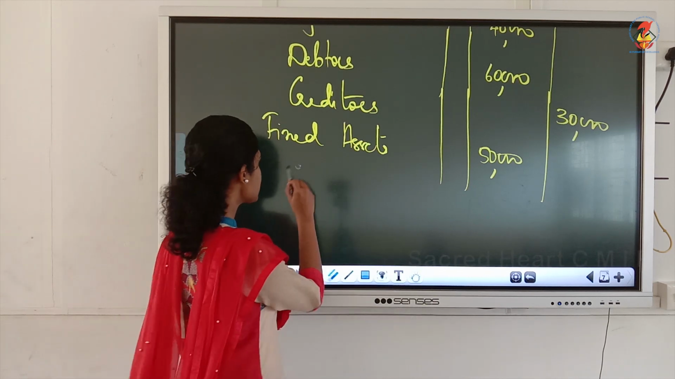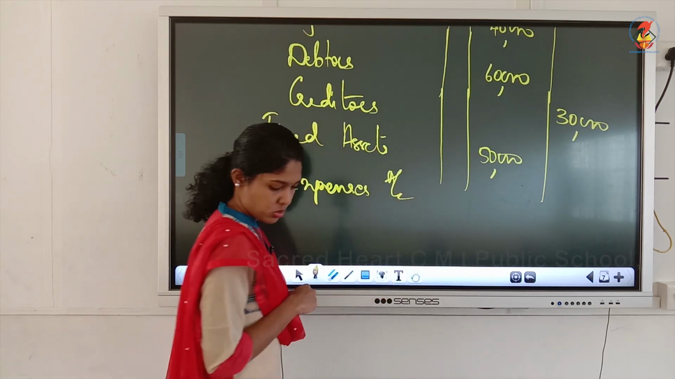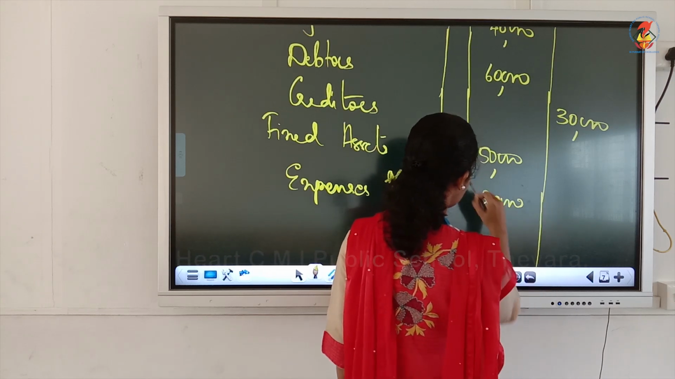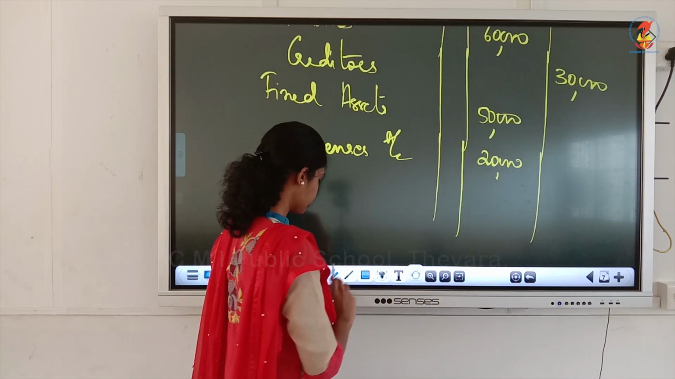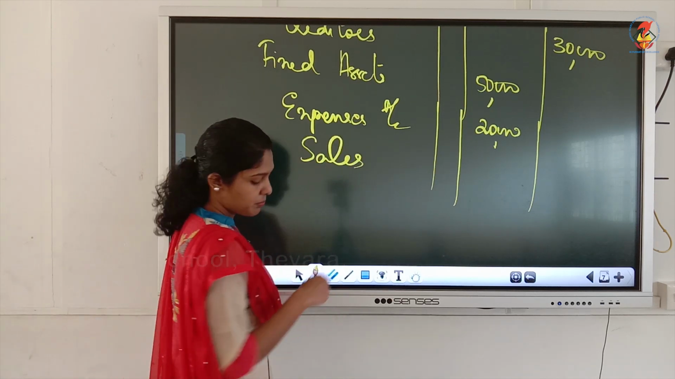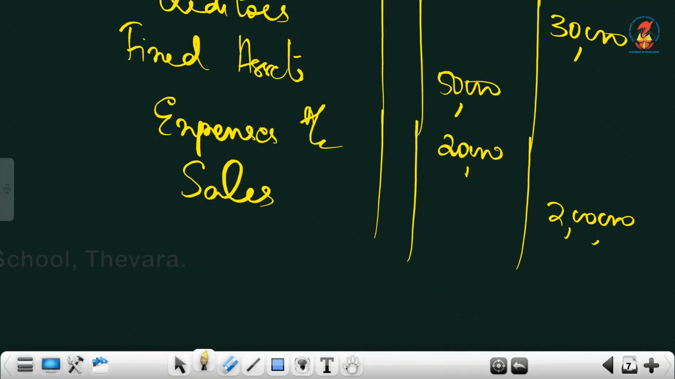Next one is expenses. The side is wrong in the question. It is having a debit balance. So you must write in the debit column 20,000. The next one is sales. That's an income which should come in the credit column, 2 lakhs. The next one is capital. It's a liability. 90,000.